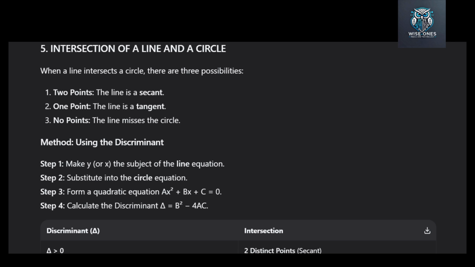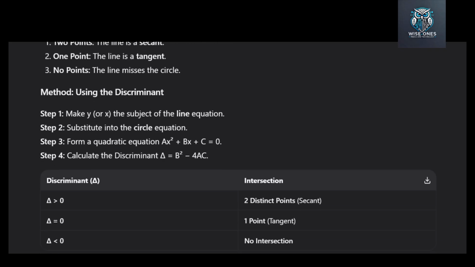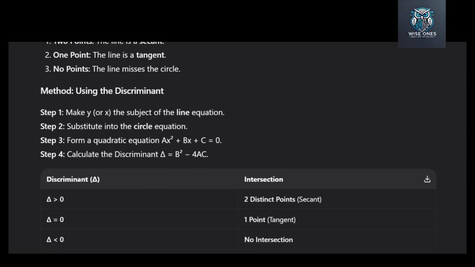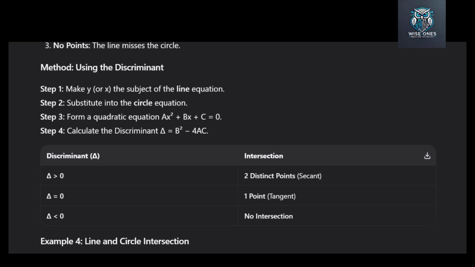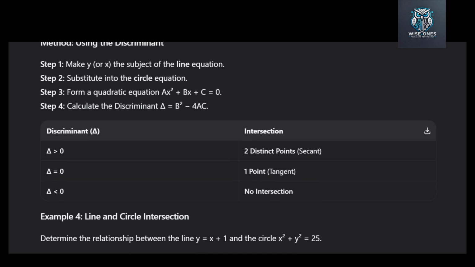How do we know which one it is? We use the discriminant. Here's the method. Step 1. Make y or x the subject of the line equation. Step 2. Substitute this into the circle equation. Step 3. You will get a quadratic equation in the form ax squared plus bx plus c equals 0. Step 4. Calculate the discriminant. Delta equals b squared minus 4ac.